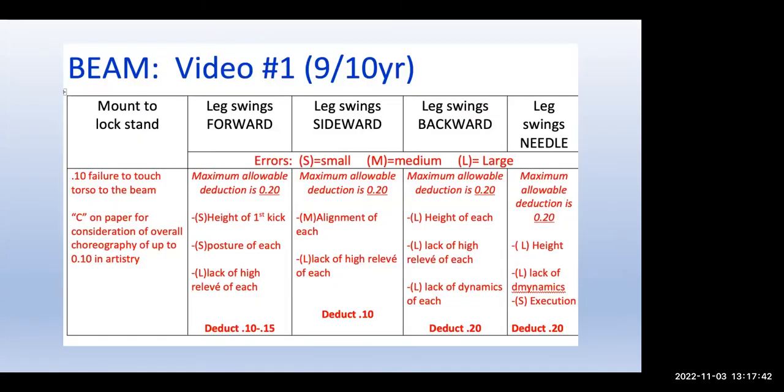So also in that choreography, she didn't touch her torso to the beam. So that's a specific deduction listed. And then once again, the choreography could have been more, not much artistic there. Now, if you look at these leg swings, the deductions that we are carrying throughout, 1 to 1.5, 1, and then 2, and then 2. So the first two categories were better than the first girl that we saw for the 8-year-olds, but we still had big deductions on the needle.